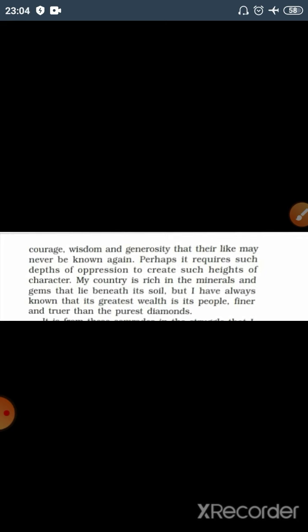My country is rich in the minerals and gems that lie beneath its soil, but I have always known that its greatest wealth is its people, finer and truer than the purest diamonds.